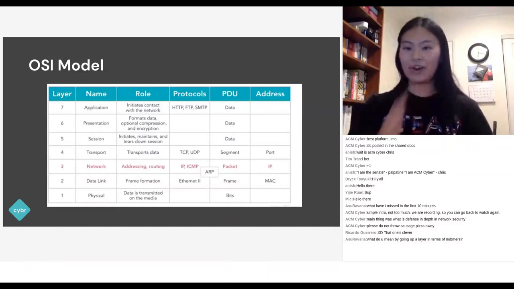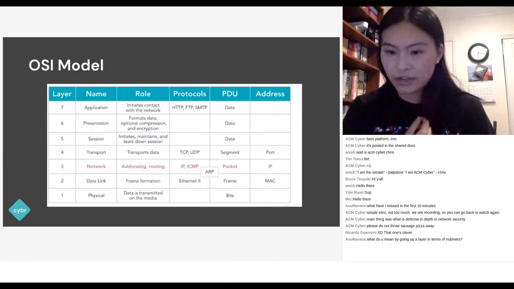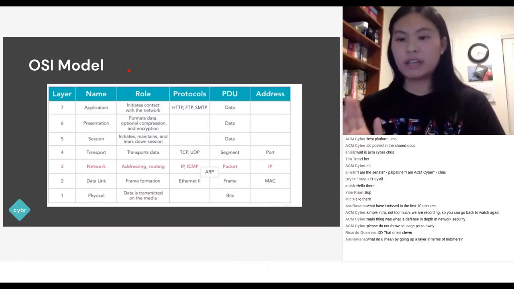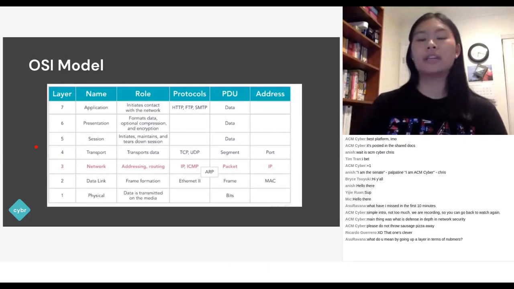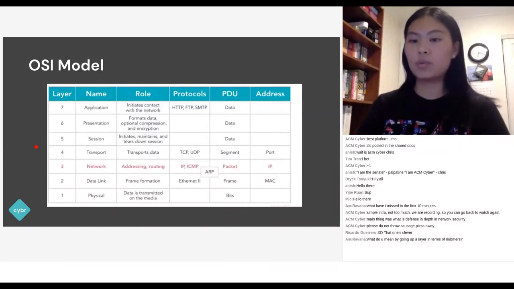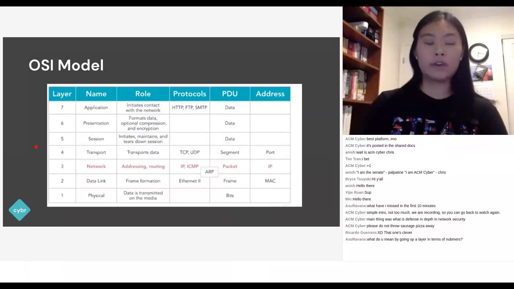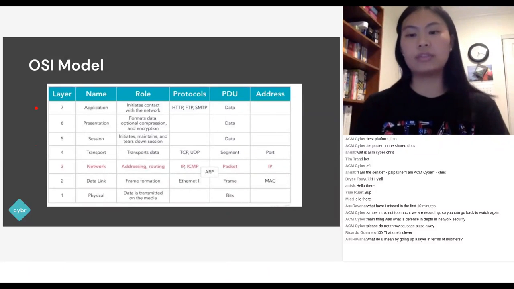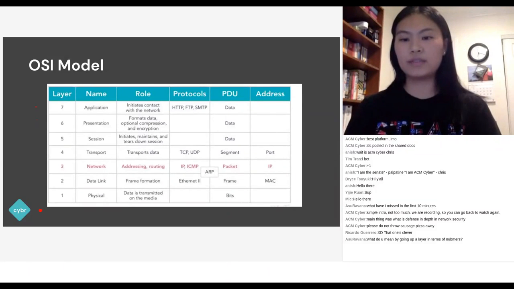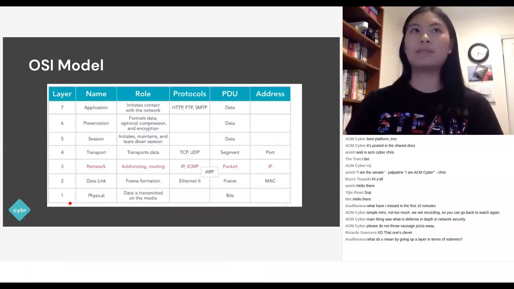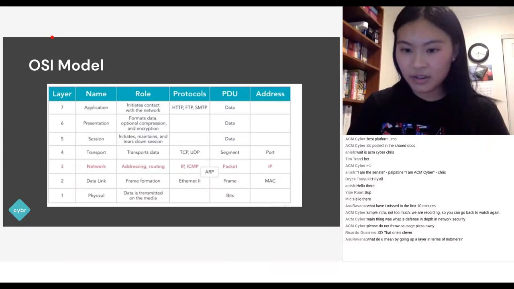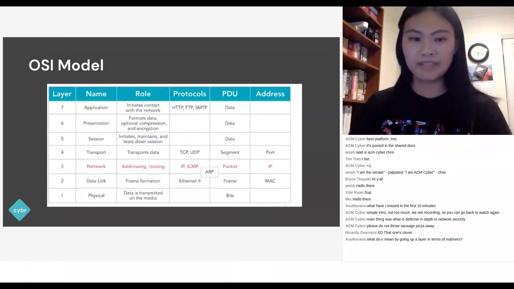Oh, sorry, I didn't look at the comments, but there was a question: what do you mean by going up a layer in terms of numbers? I don't know if I'm answering your question, but the layers usually are referred to in the industry by their numbers. So when I say layer 7, I'll be referring to the application layer, but I won't be saying the application layer itself. So it's better to understand which number corresponds to which layer name, in a sense. Does that answer the question? I'm not really sure if that was the question. All right.